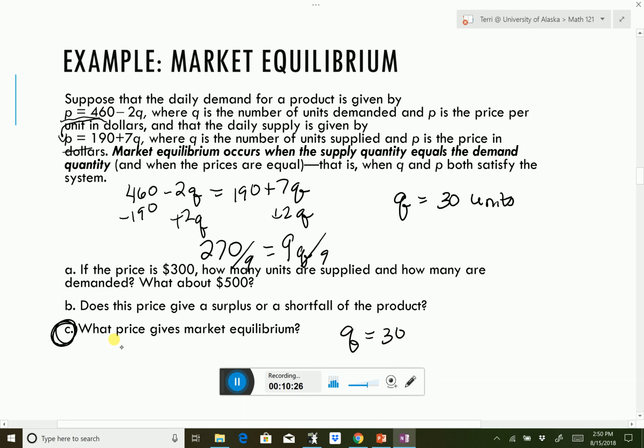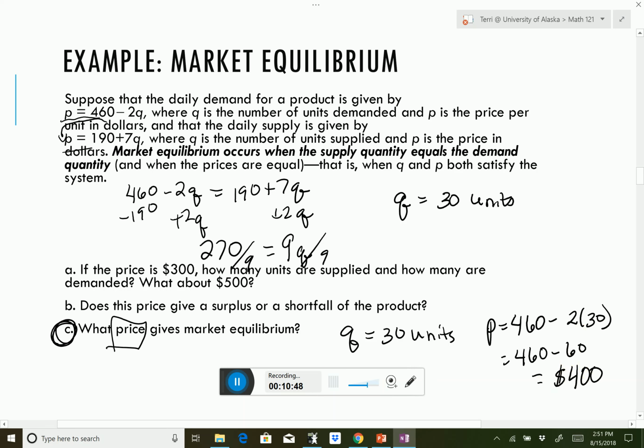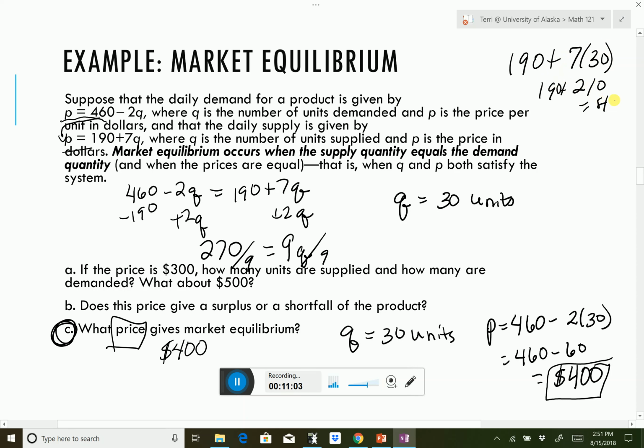But the question is, what price gives market equilibrium? Well, for that, we've got to go back here. We need to say either one of these is fine. You pick one. 460 minus 2 times 30. 460 minus 60 is $400. And there you go. That answers this question right here. Now, if you want to use the other one, 190 plus 7 times 30, 190 plus 210. I'm hoping it is 400 because that makes it the equilibrium price.